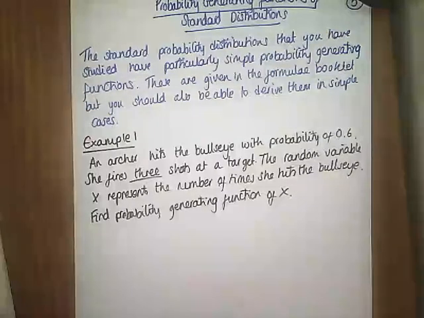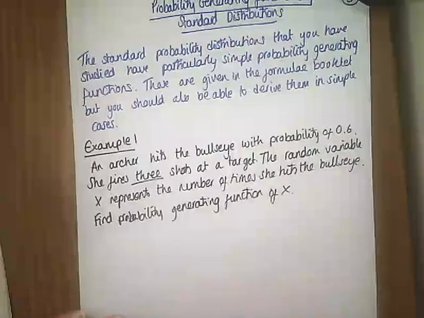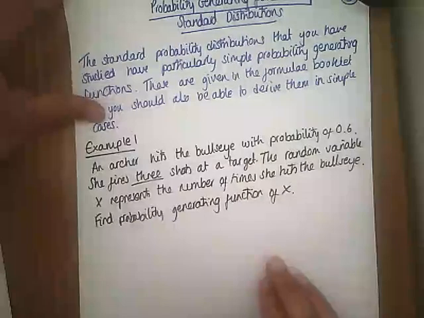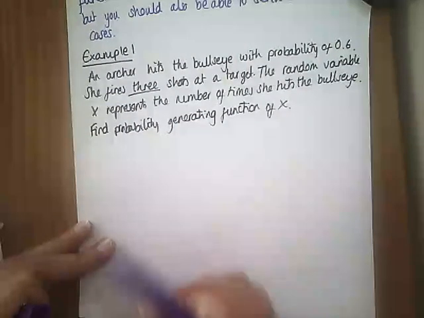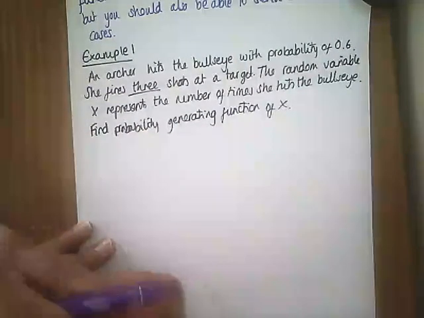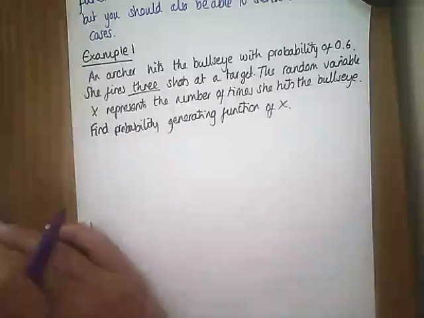Okay, so we'll go in order as you'd expect, and we're going to start off with example number 1. So here we go, an archer hits the bullseye with a probability of 0.6. She fires 3 shots at the target, and the random variable X represents the number of times she hits the bullseye. Find the probability generating function of X.